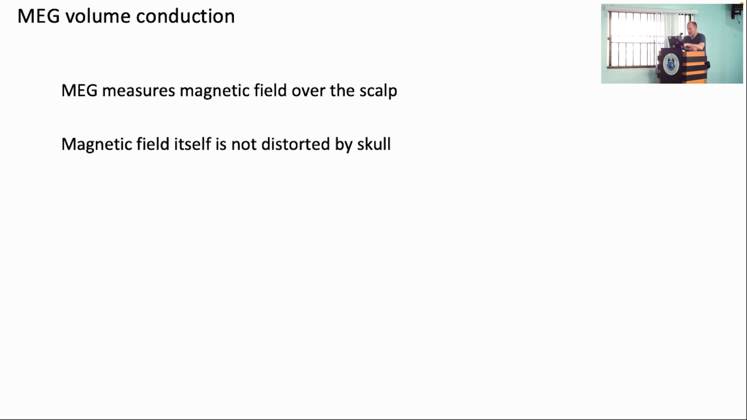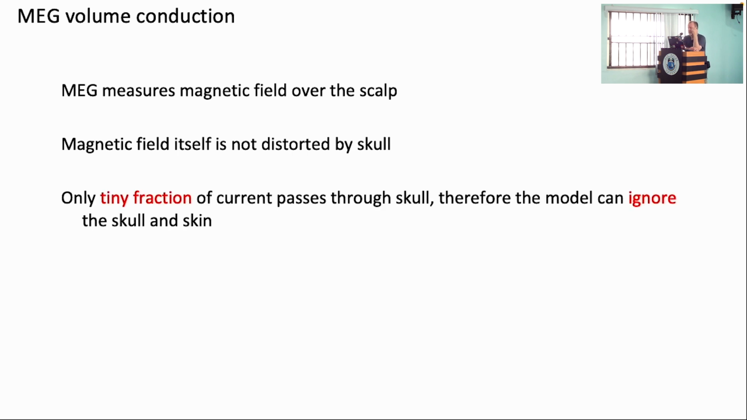And that means that with MEG we have a much more simple volume conduction model, because we only have to model the inside of the skull. So the whole source modeling with MEG is much simpler than it is with EEG.